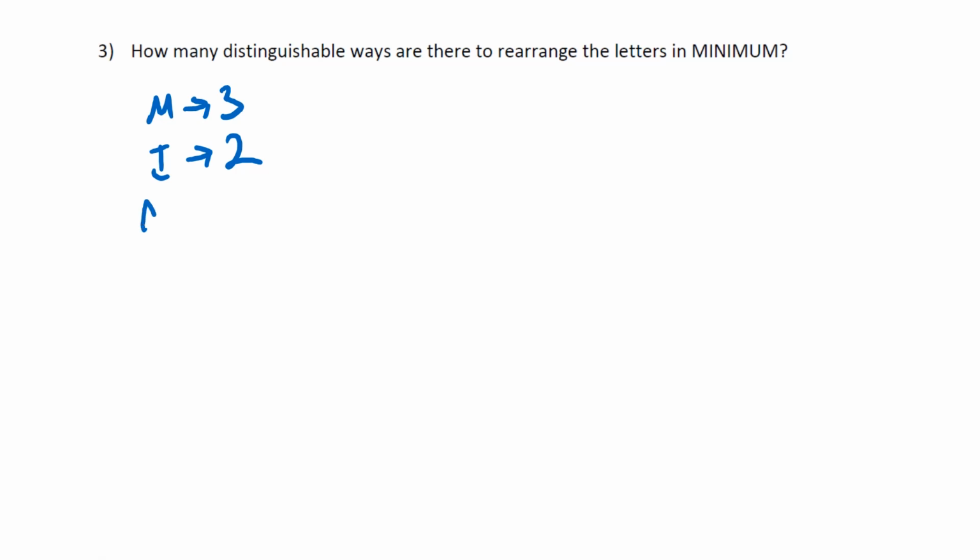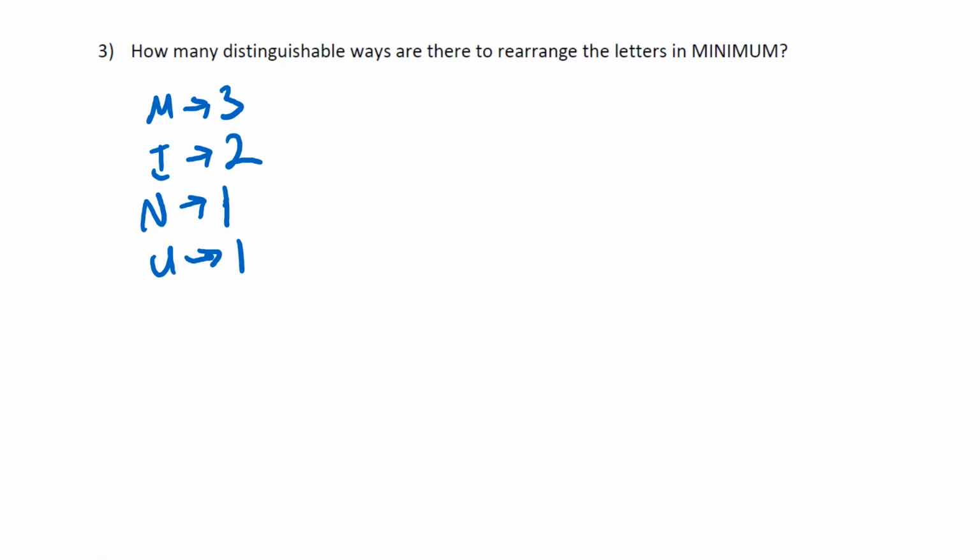There looks like there's 1 n and then 1 u. I always like to count these to make sure I didn't miss anything. 3, 5, 6, 7 letters there. 1, 2, 3, 4, 5, 6, 7 letters in minimum here.